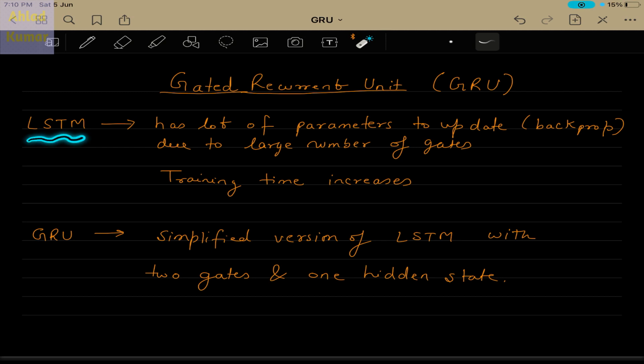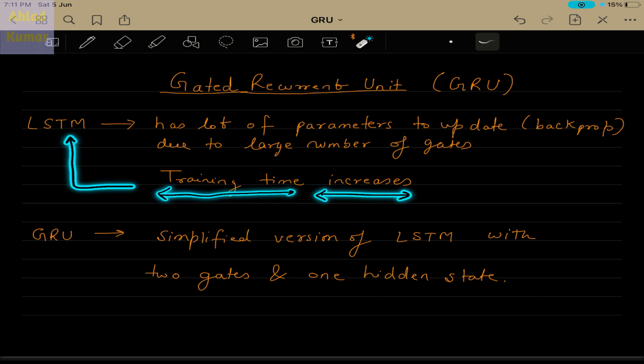The advantage is that LSTM has a lot of parameters to update during the back propagation process, as we had discussed in detail in our earlier lecture, and that is due to the large number of gates. Because of this, we have a lot of parameters to be updated during back propagation, and as a result the training time increases when you train the LSTM architecture. So that is a main drawback of LSTM architecture.